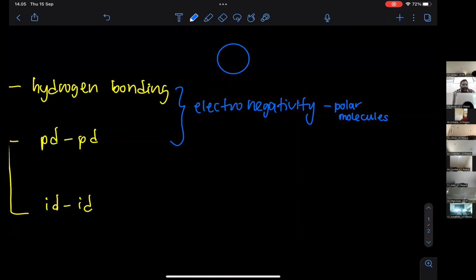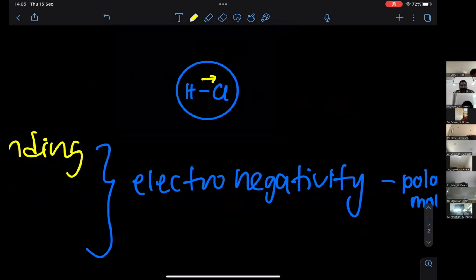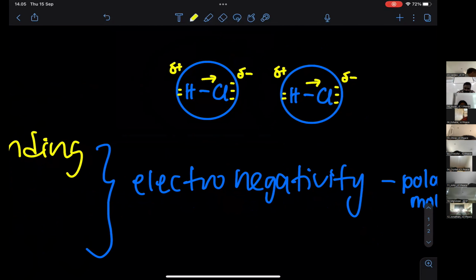At any point of time, let's say for example you have HCl, Cl is more electronegative, so it will pull the electrons closer to that side, making a lot of electrons over here and fewer electrons over here, and that is going to make delta negative, and this is going to be delta positive. This condition is permanent. This creates a type of intermolecular bonding between delta negative and delta positive, which we call PD, permanent dipole, which is quite strong.